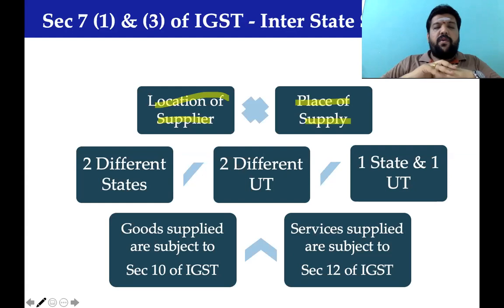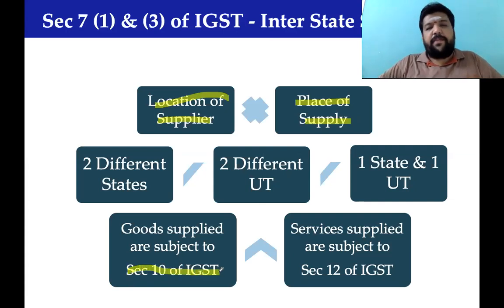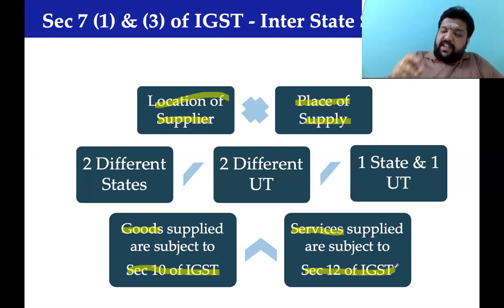Followed by this determination of place of supply. This determination of place of supply for goods will be determined as per section 10 of IGST Act. And this determination of place of supply for services would be determined as per section 12 of IGST Act. So, for goods, we will refer section 10 and determine place of supply.